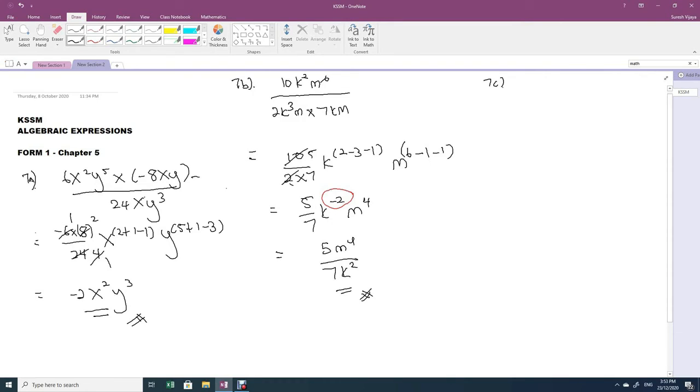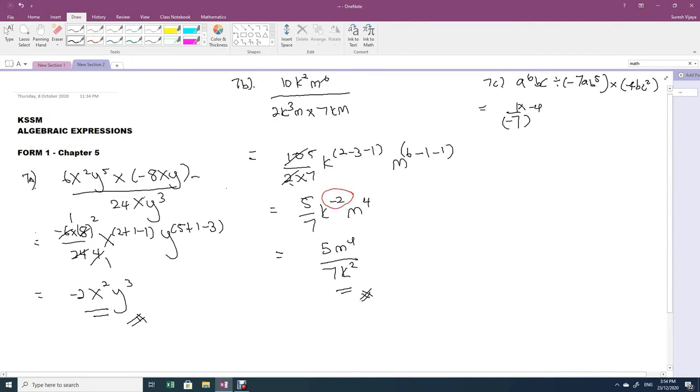Okay, 7c. The question says a to the power of 6 b c divided by negative 7 a b to the power of 5, times negative 4 b c to the power of 2. So for this question, we divide the numbers first: 1 divided by 7, times negative 4.